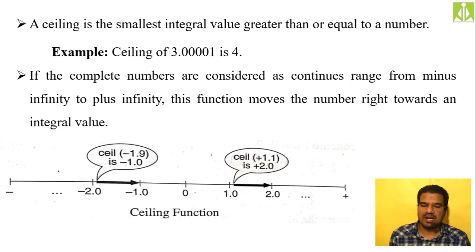Okay, so on the number line, in between we have 0. On the left side of the 0 we have all negative numbers, and on the right side of the 0 we have all positive numbers. So what we said: a ceiling value is the smallest integral value greater than or equal to the given number.